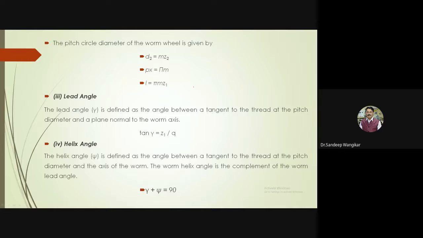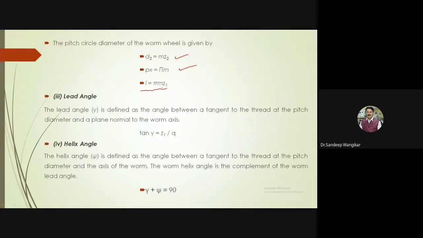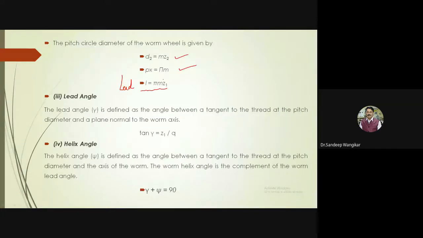So here, for the pitch circle diameter, we are having the standard notation m into Z2. Then pitch is given by pi m. So L becomes pi m into Z1. So here the value is substituted. So it is pi m into Z1. This is nothing but the lead. Okay, so this is terminology. First we have discussed what is axial pitch, and now we are discussing about the lead.